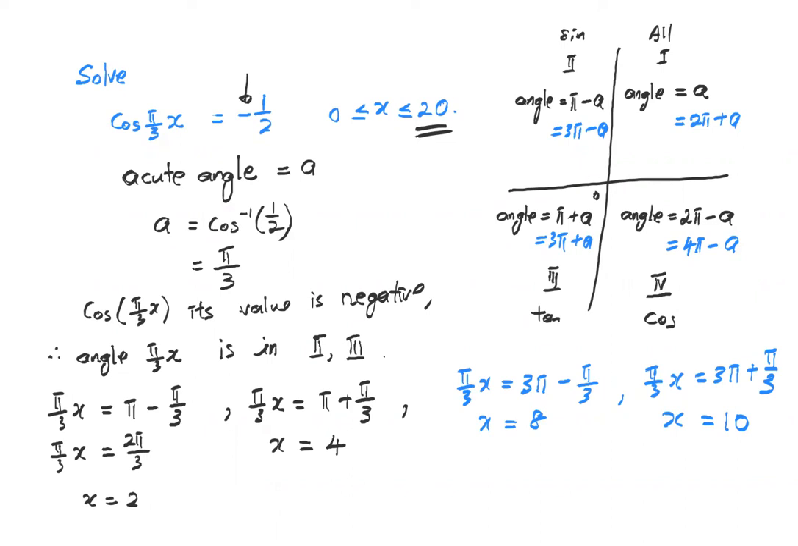So then you go third round. My pi by 3x is equal to 5 pi minus pi by 3. So my x equal to 14. My pi by 3x equal to 5 pi plus pi by 3. So my x equal to 16. Are you clear? So I think that is the last one. Okay. So do you get me?